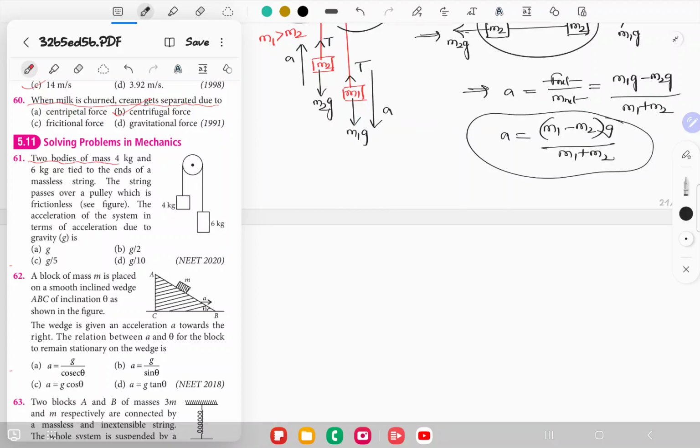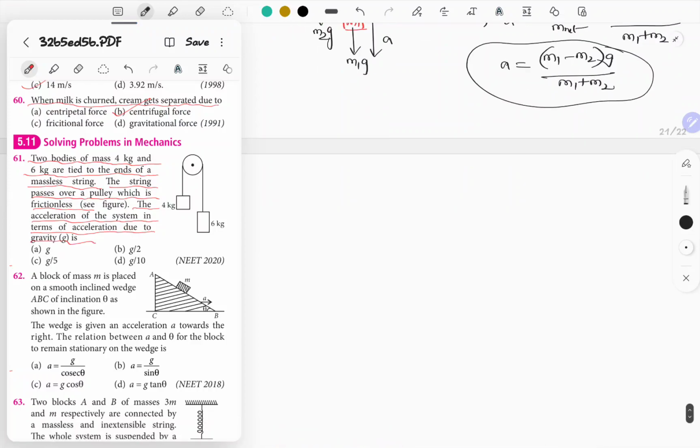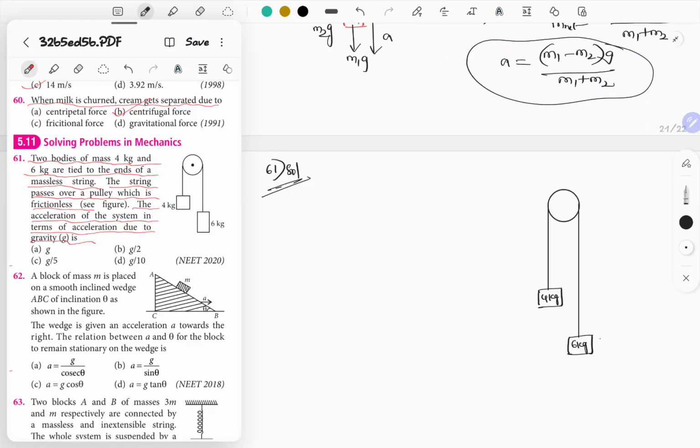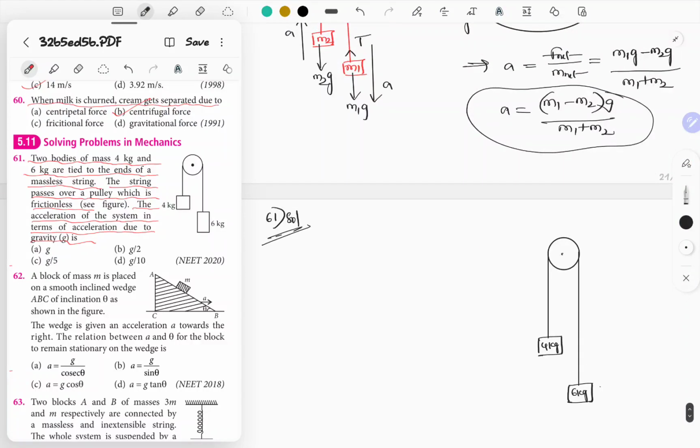Two bodies of masses 4 kg and 6 kg are tied to the ends of a massless string. The string passes over a pulley which is frictionless. Super. The acceleration of the system in terms of acceleration due to gravity is, okay, super. They are asking the acceleration of the system. This is the diagram that they have given. I've already told you, you just stretch the system along the horizontal direction, then you are going to get the answer very quickly. So this is how the masses are given.